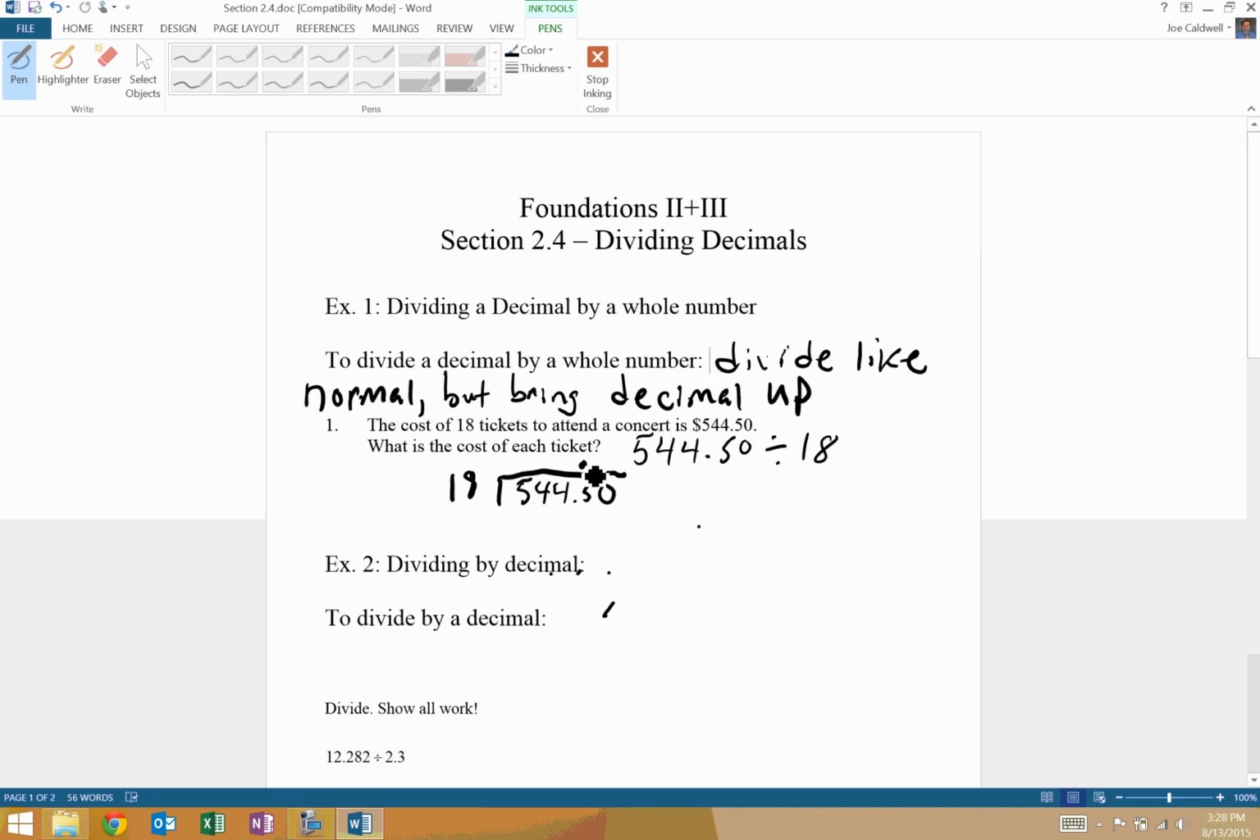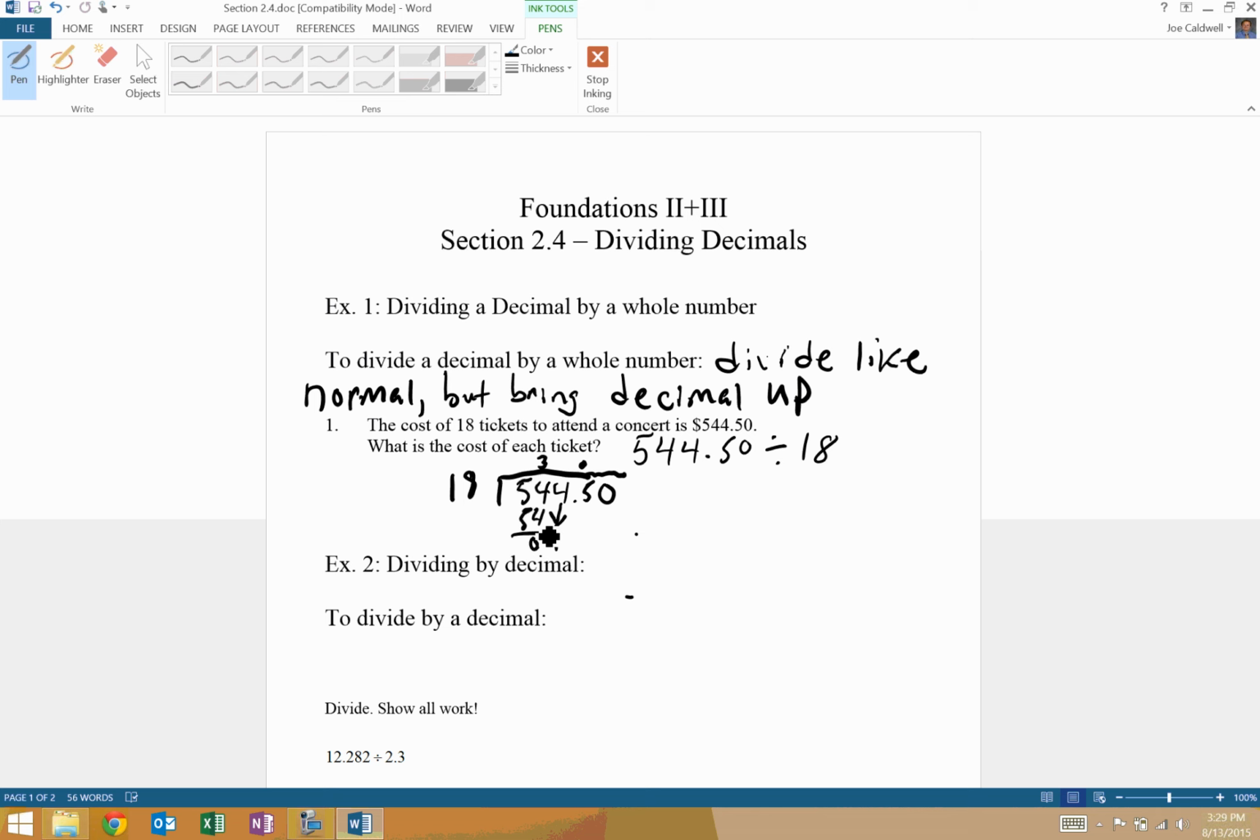All right, a little reminder of how longhand division works. 18 doesn't go into 5, so I'm going to go to the next number. 18 does go into 54. How many times? Exactly 3 times. 18 times 3 is 54, so you get a 0. You drop down the 4. How many times does 18 go into 4?